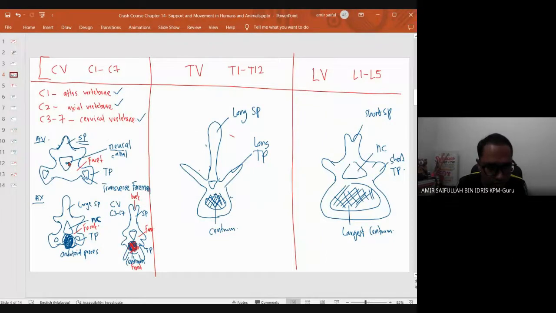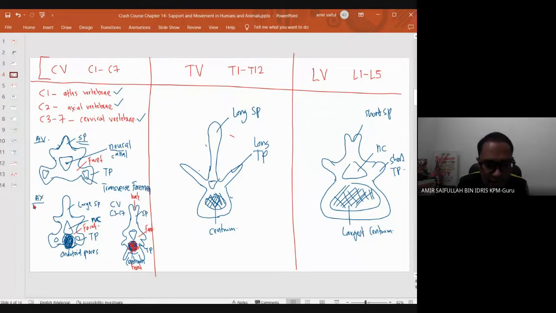So bentuk dia macam ni lah. So untuk Atlas vertebrae dia punya spine very short spinous process. It has neural canal, it has facet, and it has transverse foramen. Foramen ni macam lubang. Okay, dekat dia punya transverse process, dia ada transverse foramen. Dia saja yang ada lubang. Dia saja yang ada transverse foramen. Lain punya cervical semua tak ada. Hanya Atlas vertebrae saja ada transverse foramen. Okay, lubang di bahagian transverse process.